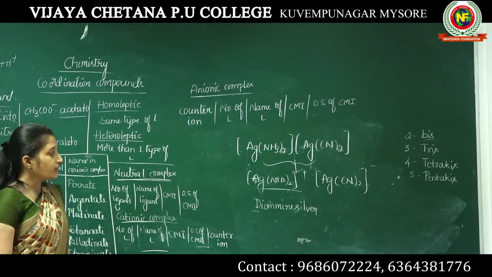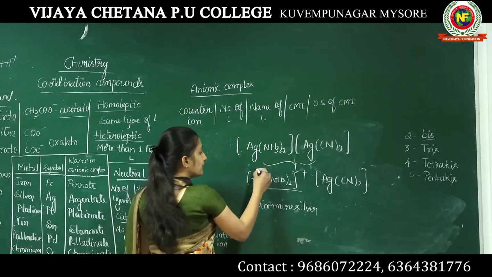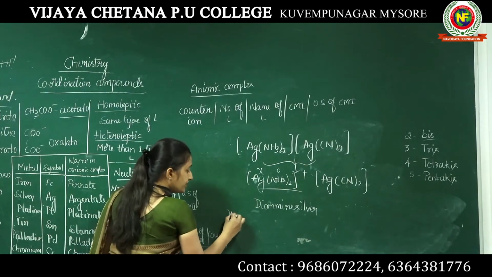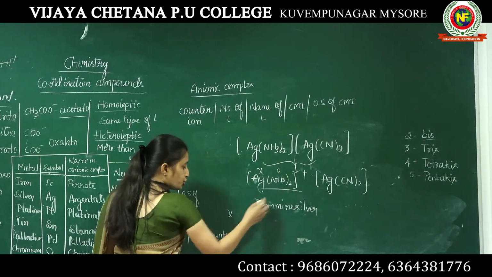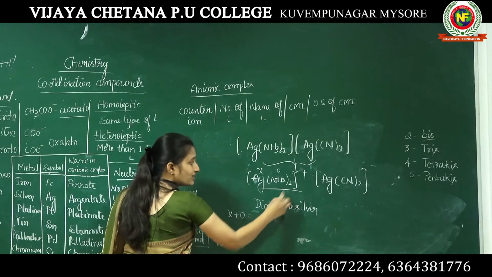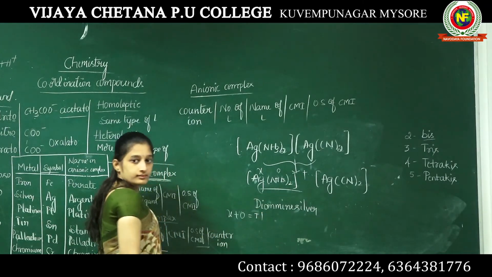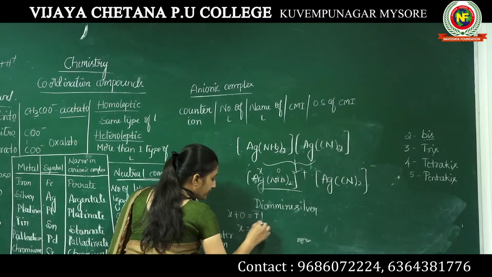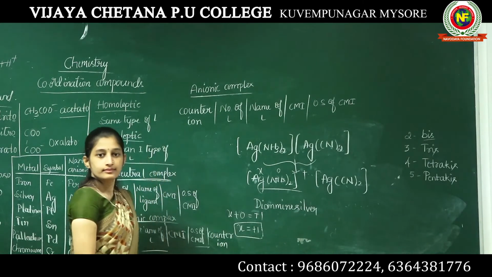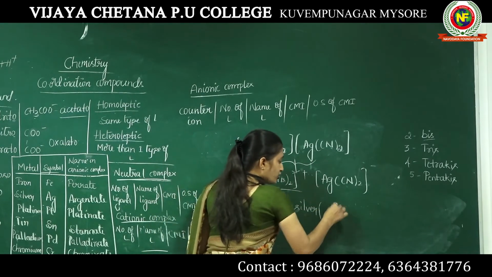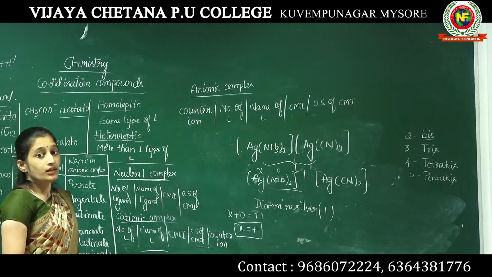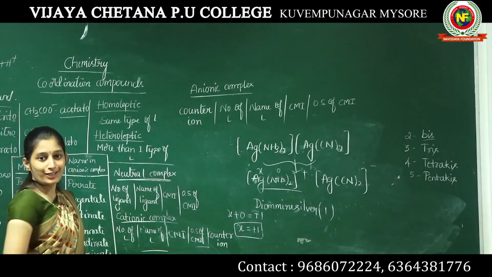What is the oxidation state of the central metal ion? I don't know. I am going to calculate X. It's neutral, so 0. So X plus 0 into 2, 0. Overall charge plus 1. So X is equal to plus 1. I am going to mention the oxidation state plus 1. Now this cationic complex is over.